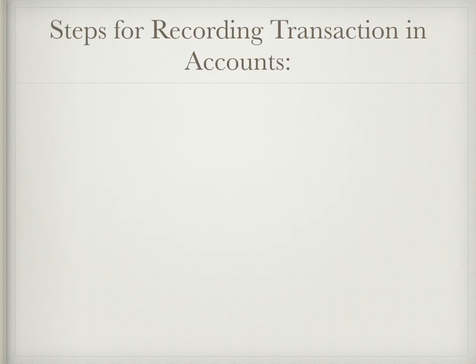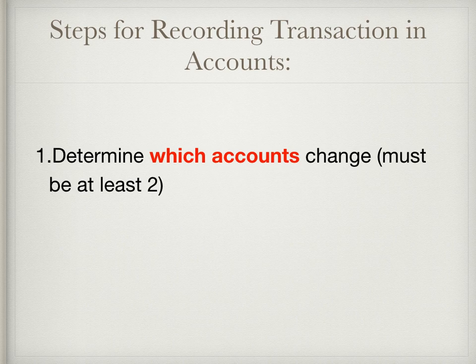So, what are the steps for recording transactions in accounts? The steps that are followed in analyzing transactions and recording them in accounts are as follows. First of all, when we read the transaction, we need to determine which accounts need to change as a result of that transaction. And because we're using double entry accounting, there must be at least 2 accounts that change. Sometimes there can be more than 2, but they can never be less than 2. Otherwise, we won't be doing double entry accounting.